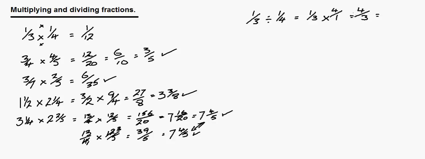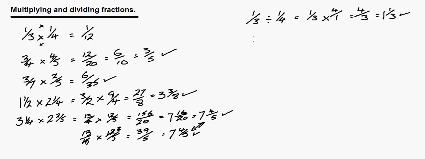Now again, this is right, but we can see that this part of the fraction is top heavy. So we've got more than 1. So 3's into 4 goes once. There's 1 left over, so we've got 1/3 left over. And that's the answer.